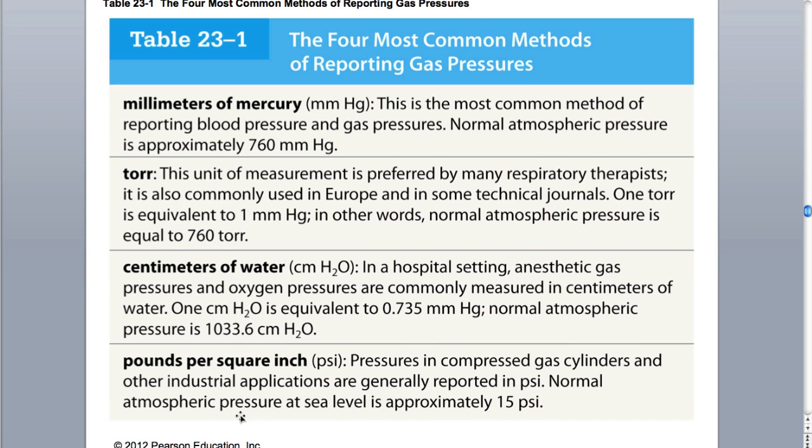When we're filling up air in our tires, bicycle tires or basketball or whatever, we talk about pounds per square inch. It doesn't really matter what unit we talk about. We can always convert from one to another. Notice how the author says sea level is about 15 psi. 15 psi is about 1 atmosphere. So 1 atmosphere is 15 psi. Next slide.